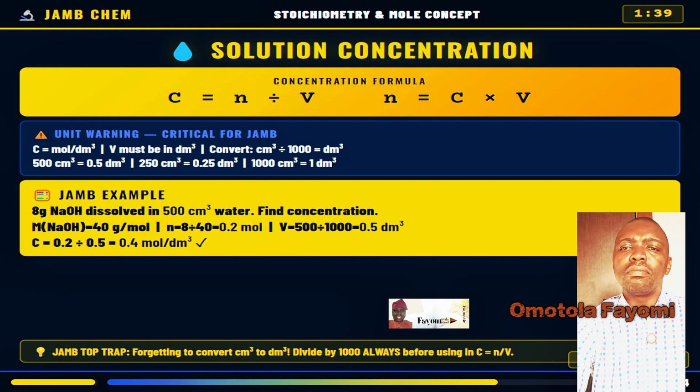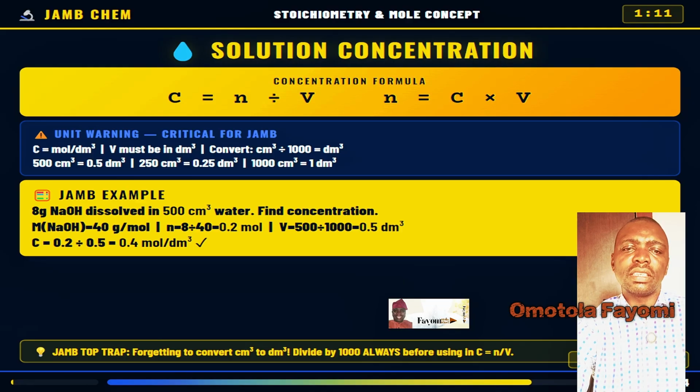Concentration tells us how many moles of solute are dissolved in 1 dm cube of solution. C equals n divided by V, where C is in mole per dm cube, V must be in dm cube. This is the number one JAMB trap in this topic, forgetting to convert. 500 cm cube divided by 1000, that's 0.5 dm cube. 250 cm cube, that's 0.25 dm cube.